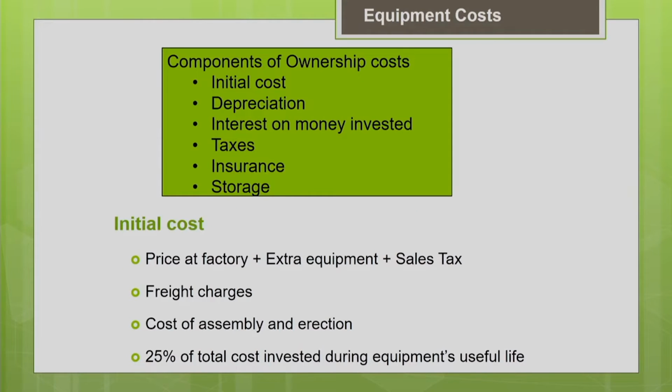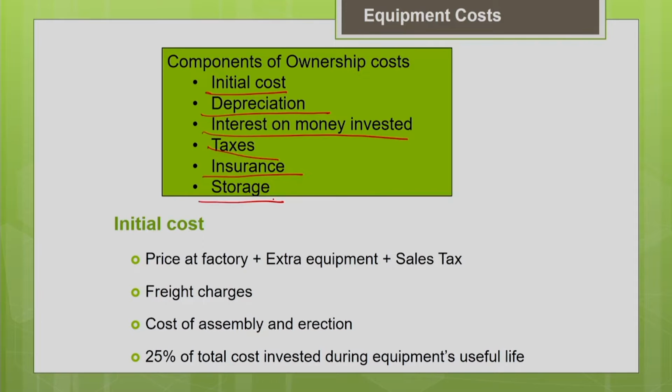Now, let us see what are the components of the ownership cost. These are the different components of the ownership cost: your initial cost, your depreciation, the cost of investment, that is, interest on the money invested, taxes, insurance and storage.